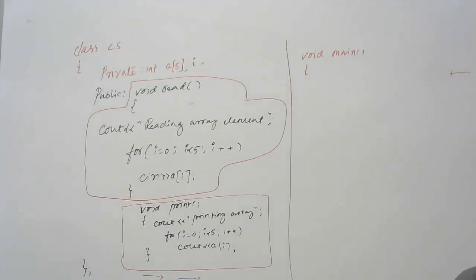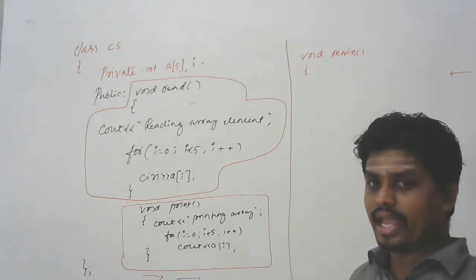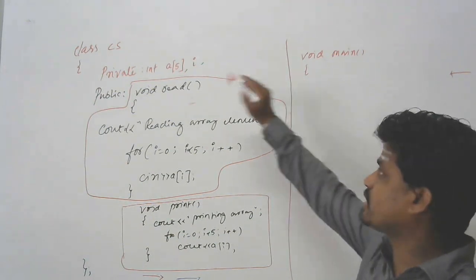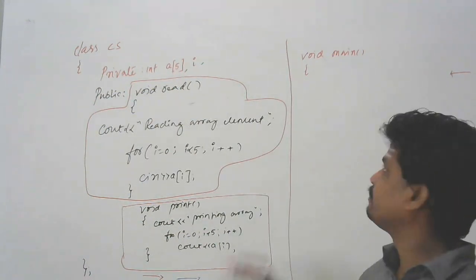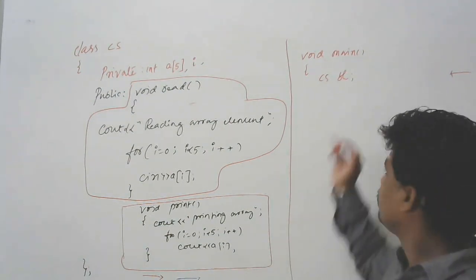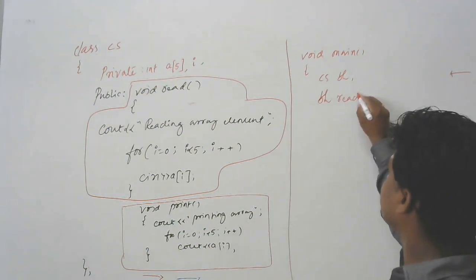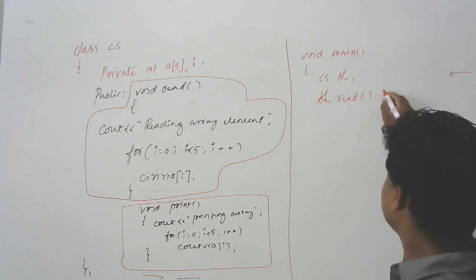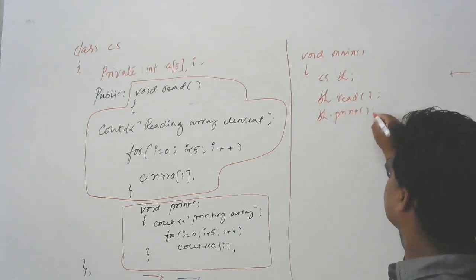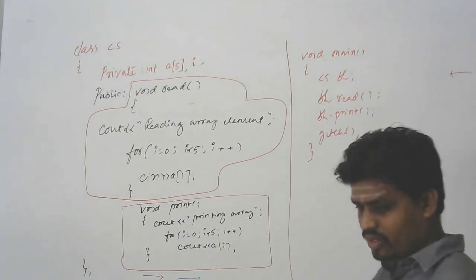To execute any class block function, you need to create the reference object, as we have learned in the last session itself. How are we going to create the reference object? With the help of the class name, CSBH. Then the first function name is read, as usual I am calling it here as read. The second function name is print, I am just calling it print. Then getch, close.